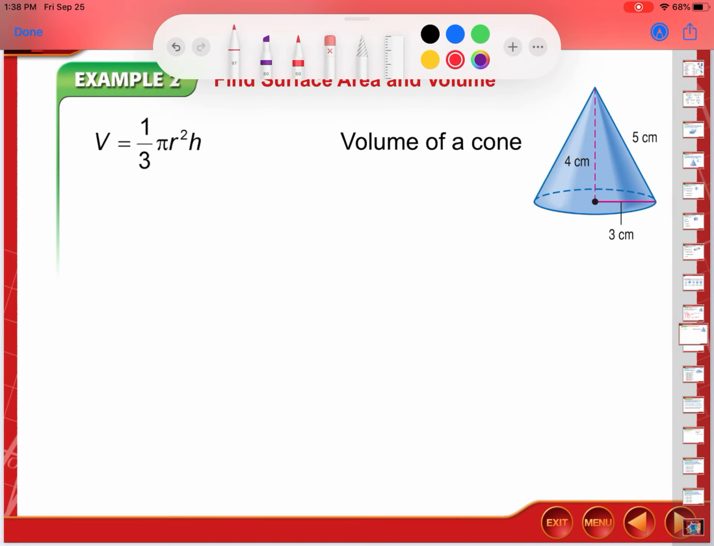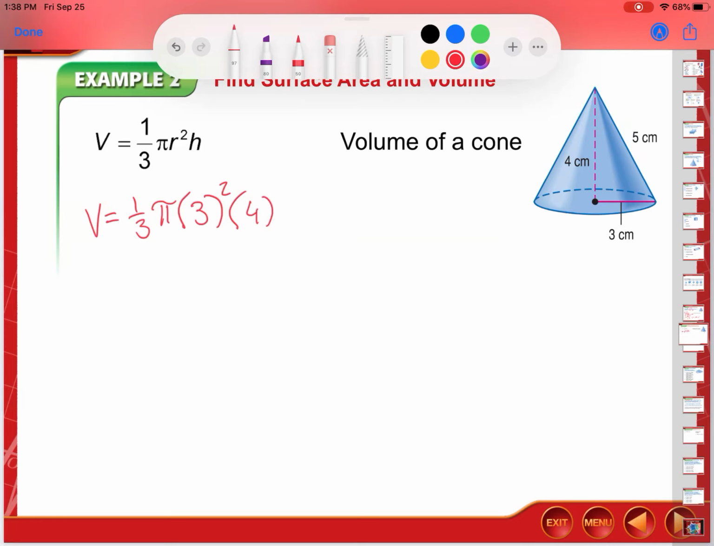So the next thing they want us to do is find the volume of this cone. So to find the volume of a cone, the formula is 1/3 pi r squared times height. So let's plug in some values. 1/3 pi, r is 3 squared, times the height, which is 4.